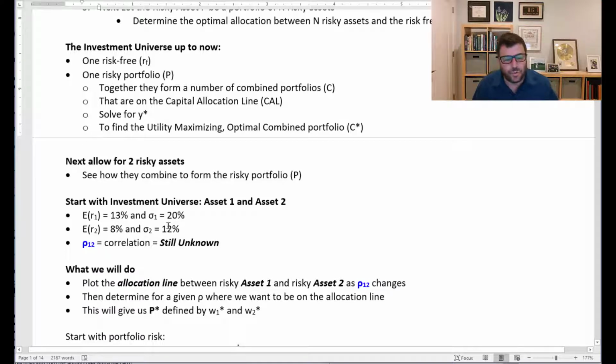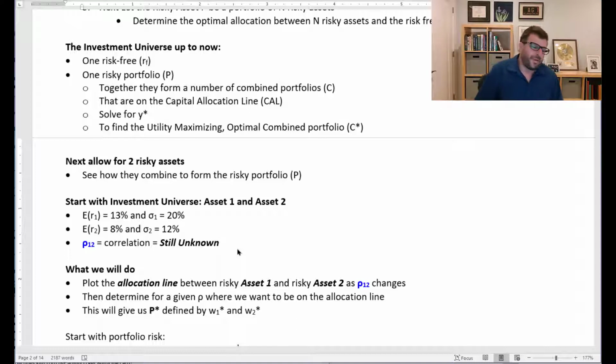Now there exists some correlation between them, we just don't know what it is yet. We don't know if these two stocks are in the same market and they're extremely correlated, or if they're in unrelated businesses and the correlation is lower, or if they're in opposite businesses and the correlation is negative. So for now, let's just leave the correlation unknown.